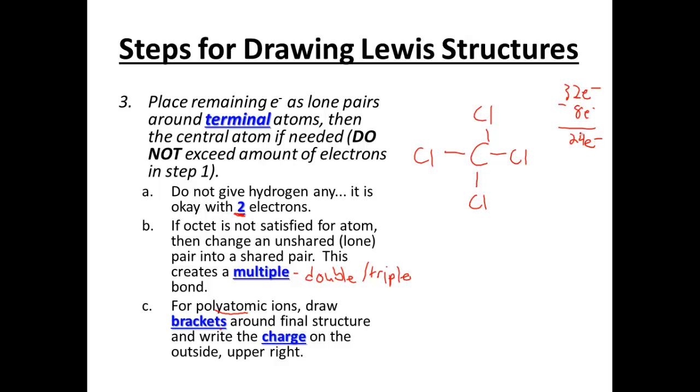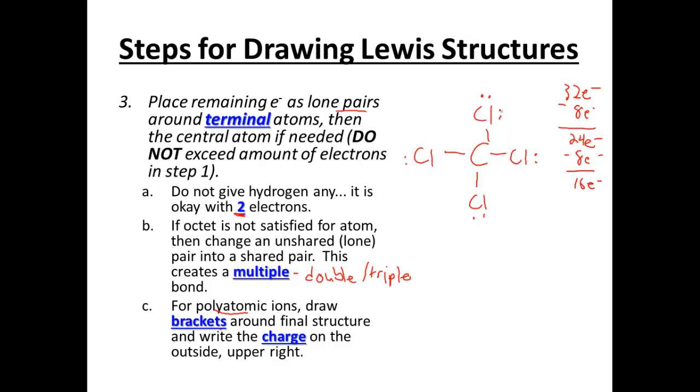They're going to be dealt out in pairs. So we're going to place the remaining electrons on the terminal atoms in pairs, so lone pairs. We're going to just deal them like cards. A pair to the first, a pair to the second, a pair to the third, a pair to the fourth. So I've shown 8 electrons. So we're down to 16 total electrons left.